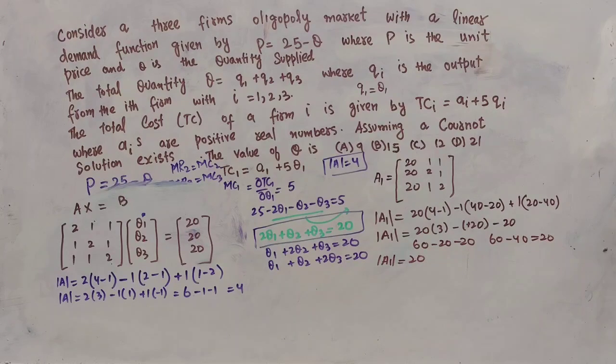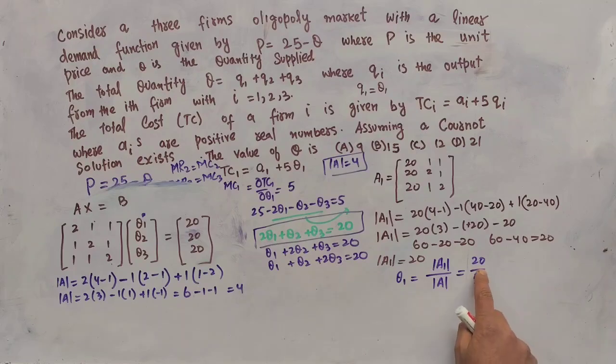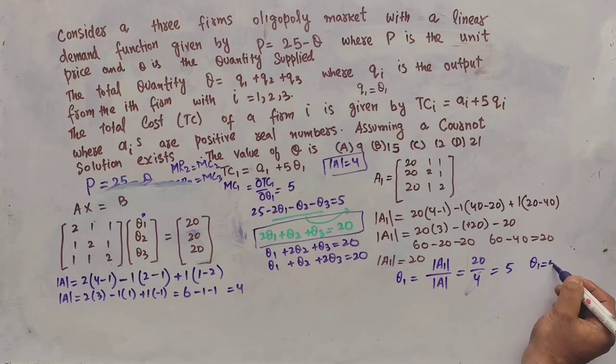Now what will be the optimal value of Q1? Using Cramer's rule, let me repeat it again. To find out the optimal value of Q1, we form a new matrix A1 in such a way that we replace the first column of the coefficient matrix with the vector of constant terms, and take the determinant of that very matrix. Then the value of Q1 will be equal to the determinant of this new matrix divided by the determinant of the coefficient matrix, which is 20 upon 4, which comes out to be 5. So Q1 will be equal to 5.